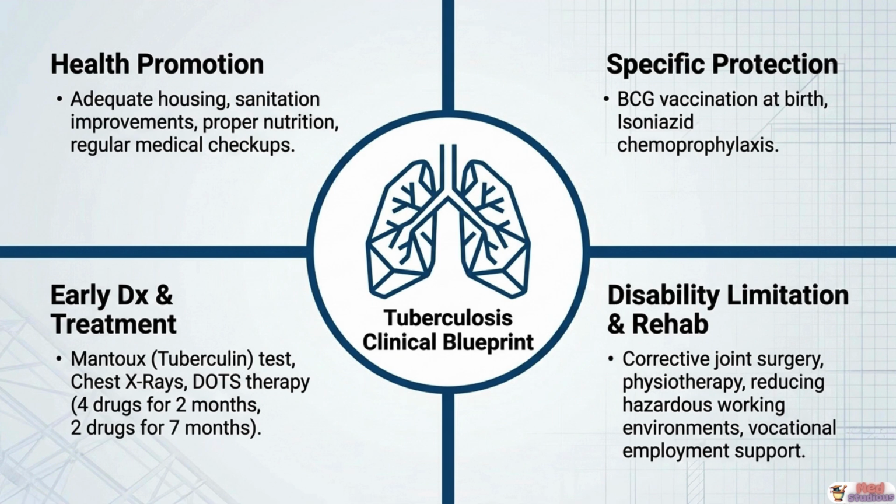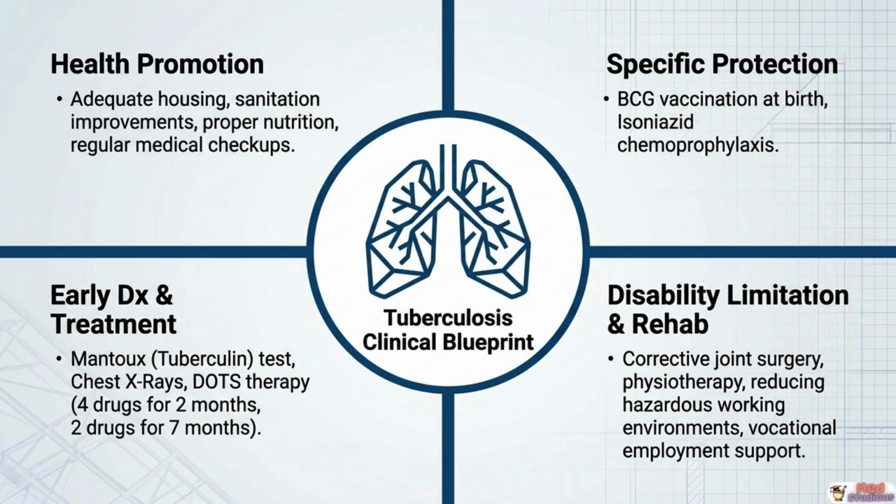At the health promotion level of primary prevention, TB control requires improving the social determinants of disease: adequate housing to reduce overcrowding, sanitation improvements, proper nutrition to maintain immune competence, and regular medical checkups to identify early disease. At the specific protection level, the cornerstone intervention is BCG vaccination, given at birth, providing partial protection against disseminated and meningeal TB in infants. Isoniazid chemoprophylaxis is given to close contacts of smear-positive cases and to immunocompromised individuals at high risk of progression.